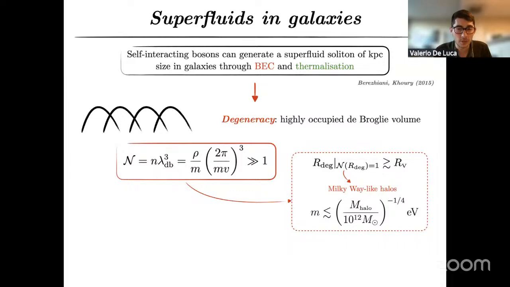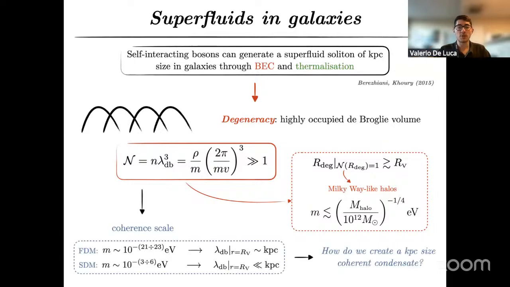Now, the condition of condensation is a condition of degeneracy, which basically demands that the de Broglie volume of the system is highly occupied, which means that the degeneracy factor n that tracks the occupation number, given by the product of the density of the environment and the de Broglie volume, has to be much larger than unity. This condition will be satisfied until a certain radius, which we call the R degeneracy, and demanding that this radius is larger than the virial radius of the halo allows us to have a halo which is completely degenerate. So for Milky Way-like halos, this condition can be rewritten as a bound on the dark matter mass to be below the electron volt for characteristic dark matter halos. Okay, so this is one of the conditions we need to impose to have a degenerate halo.